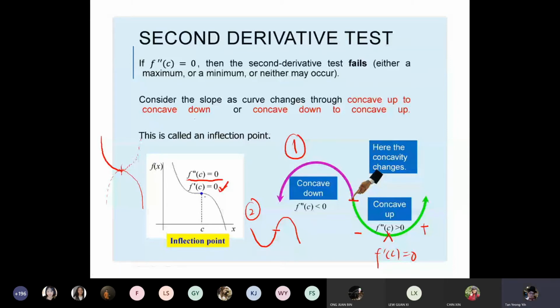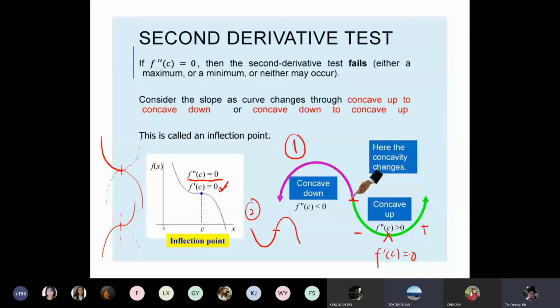Now another one will be something like this. It's the opposite. The graph goes like this until here. I suppose the graph needs to go down, but it doesn't. It goes up again. So this point is the divider. Before this is concave down, after this is concave up. So the concavity changes at this point.